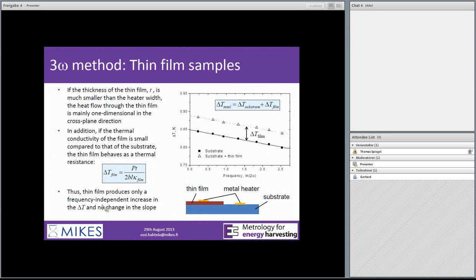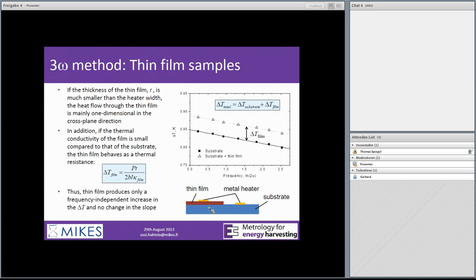And the essential part also is that this thin film produces only a frequency-independent increase in the temperature oscillations and no change in the slope of the measured curve, so that we can use the mathematical model that was shown to you earlier.